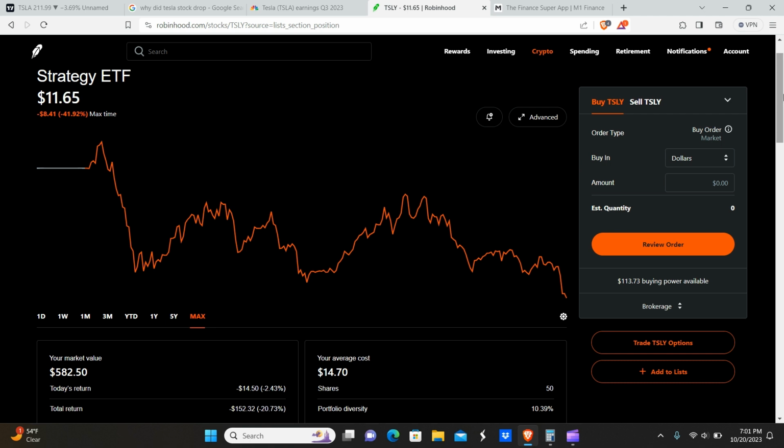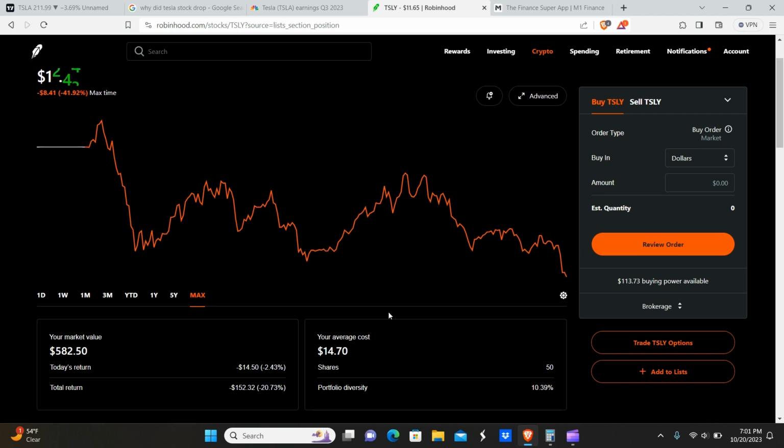Now, if we go over to Robinhood, you guys can see our total return year to date. We're actually only down 20% here. So we did pick up quite a few shares on the dip when it happened. We may actually do it again here. We'll just have to wait and see.